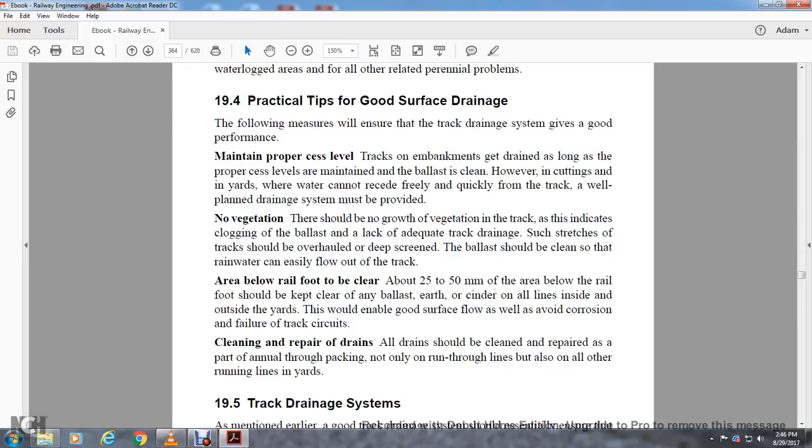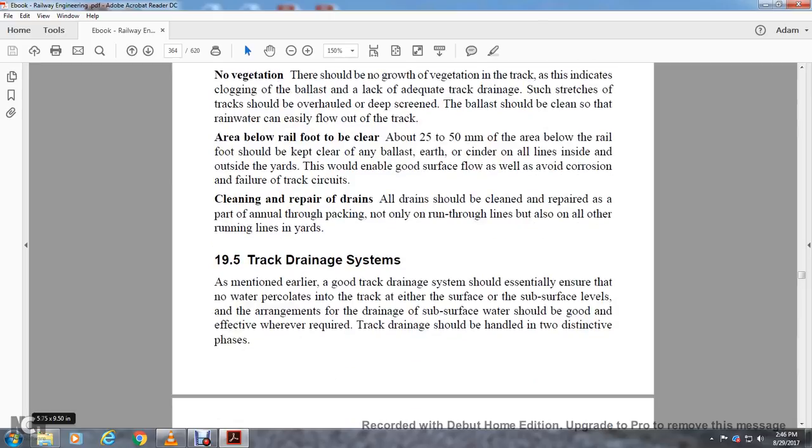Surface cleaning of repaired drains. All the drains should be cleaned and repaired as part of the annual track maintenance through thorough packing, not only on the running lines but also on other running lines in the yard.